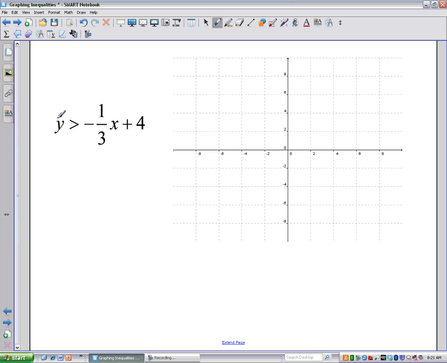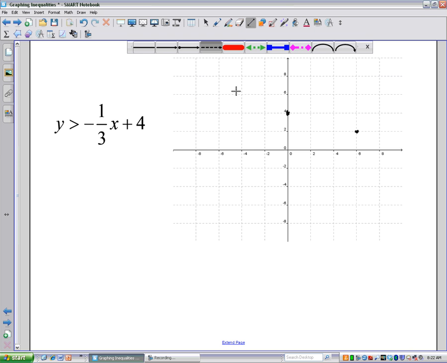Okay? So y is greater than -1/3 x plus 4. So we're going to graph the same way. We begin at the 4, that's my intercept. Slope is -1/3, so we're going to go down 1 and over 1, 2, 3. And again, we're just counting the boxes. And then, because it's not "or equal to," we're going to use the dotted line tool.